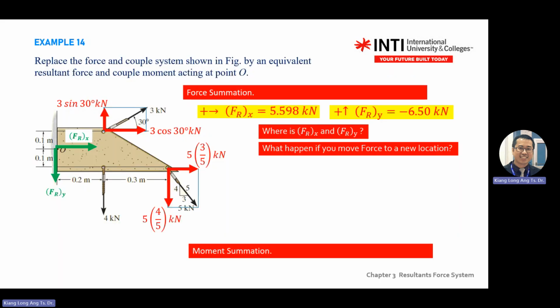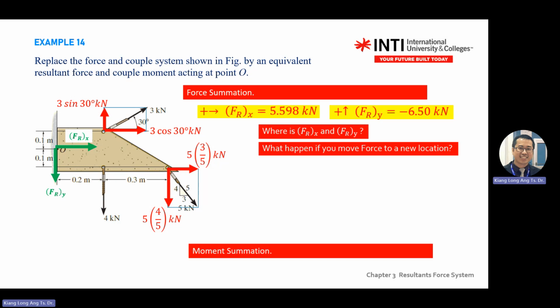So when you have X, Y, and what happened when you move a force to a new location, this one was already explained. So like what you see on the screen here, the two green arrows were added to point O. The green FRX is from the calculation. FRY goes down because it's negative in the calculation. Don't write negative in your diagram. There's no negative value in a diagram. There's only negative in your calculation, and it stays negative there.